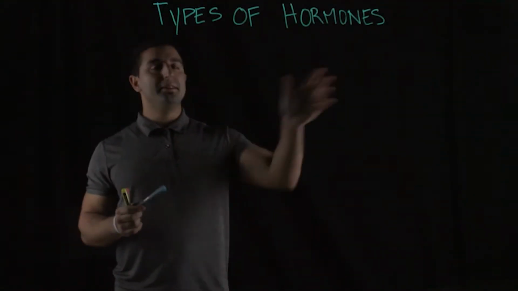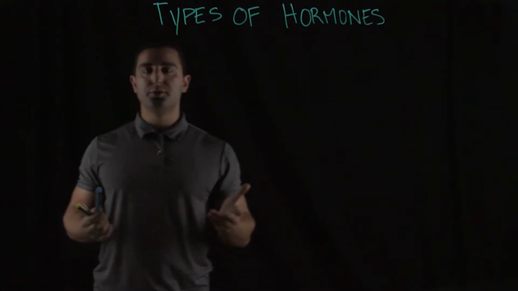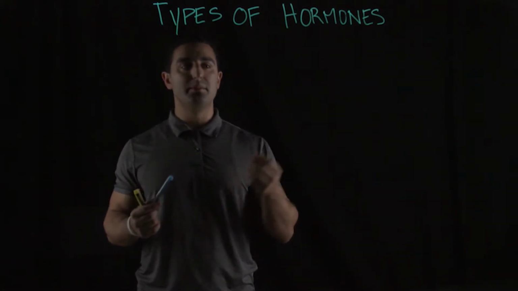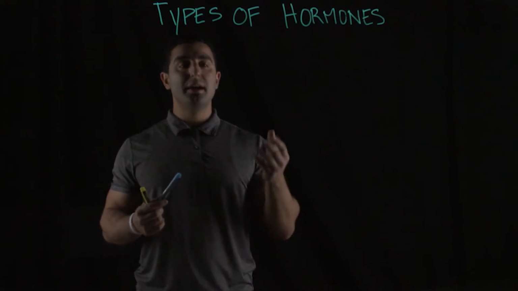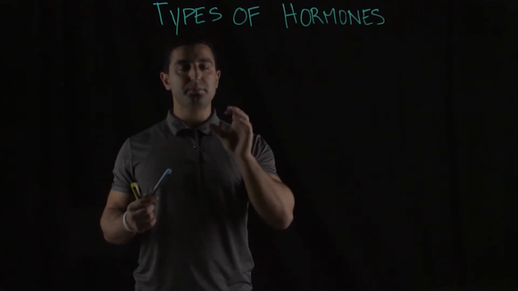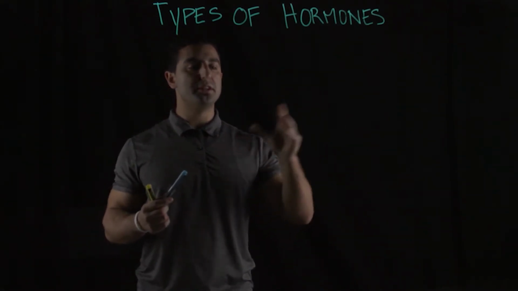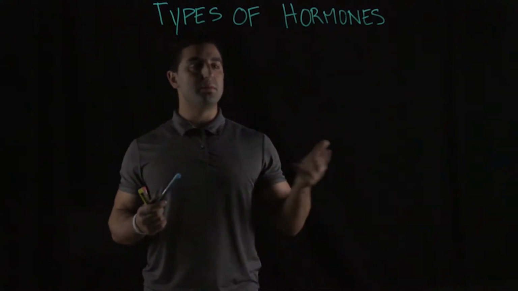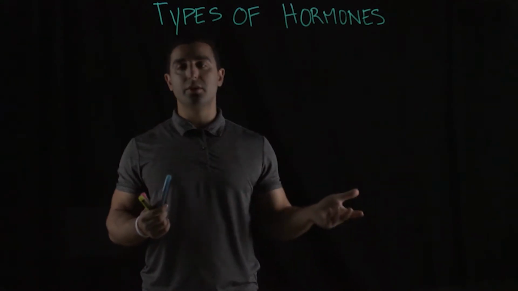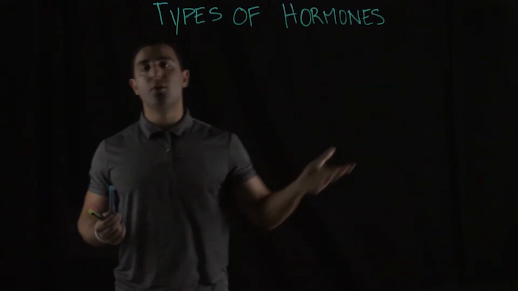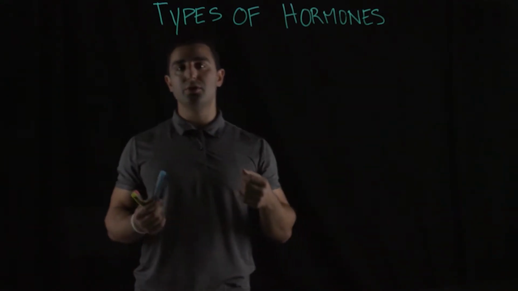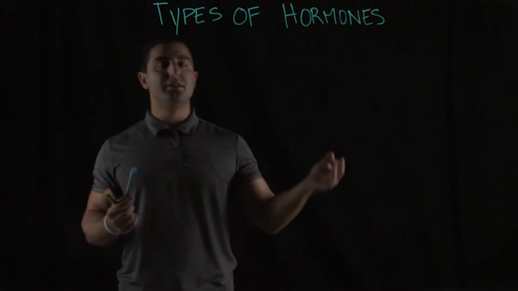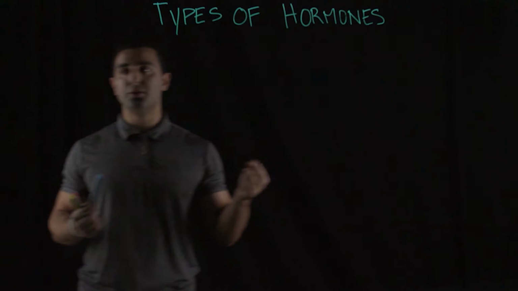So here we're going to talk about the different types of hormones. So what are hormones? Hormones are special kinds of chemicals that are secreted from the endocrine system directly into the bloodstream, and they reach a specific type of organ, which is called the target organ, right? So there are different types of hormones. There are three specific types that I want you to know: peptide hormones, steroid hormones, and tyrosine-derived hormones.